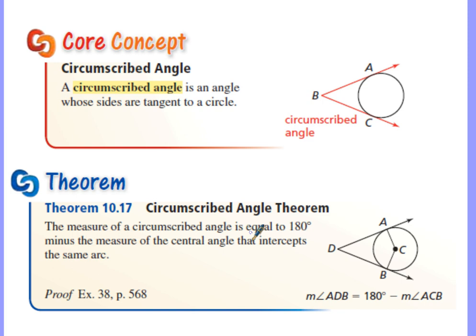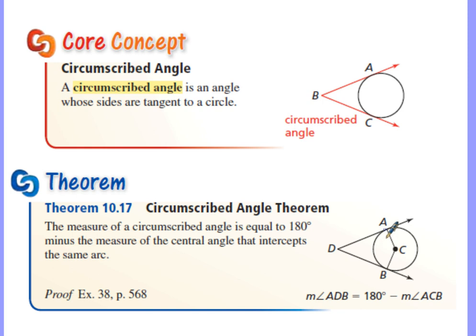The theorem that goes along with our circumscribed angles, and kind of the point of this video, is to utilize this theorem in a variety of different ways to find arc measures and angle measures, both of central angles, inscribed angles, and all the above. It states that this circumscribed angle ADB is equal to 180 minus the measure of my central angle ACB. But keep in mind, the central angle ACB also is equal to its intercepted arc.